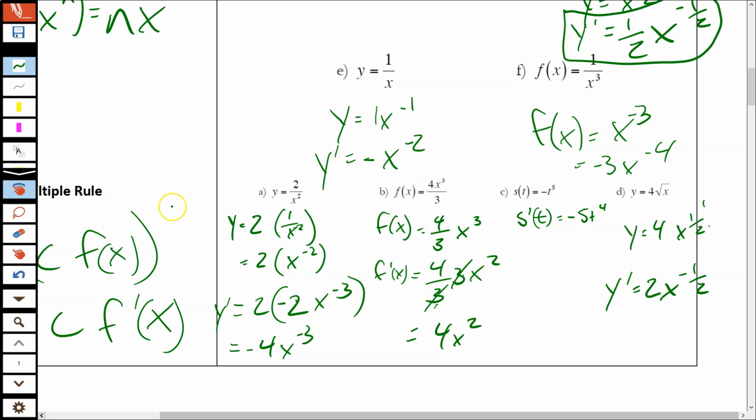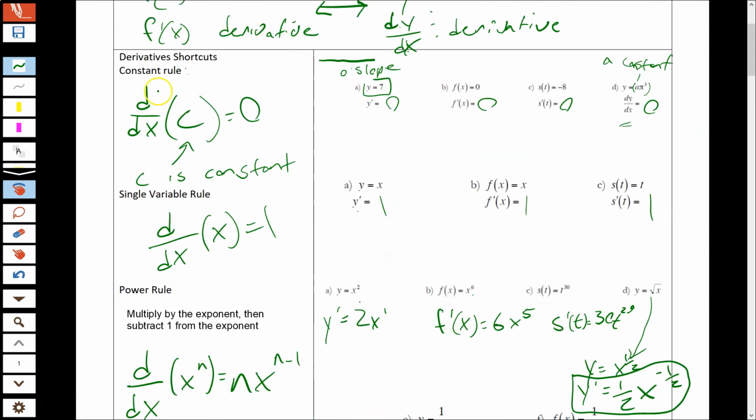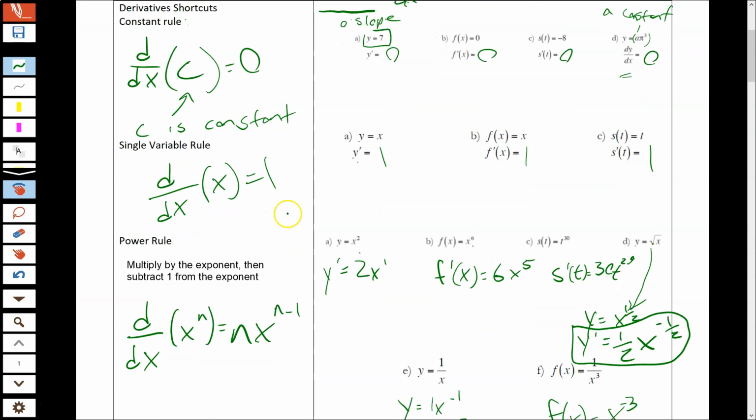Okay, so that's your first four derivative rules. Again, this constant multiple rule, exactly like you'd expect. These two rules, exactly like you'd expect. The power rule is the one you're going to be focusing on for now.